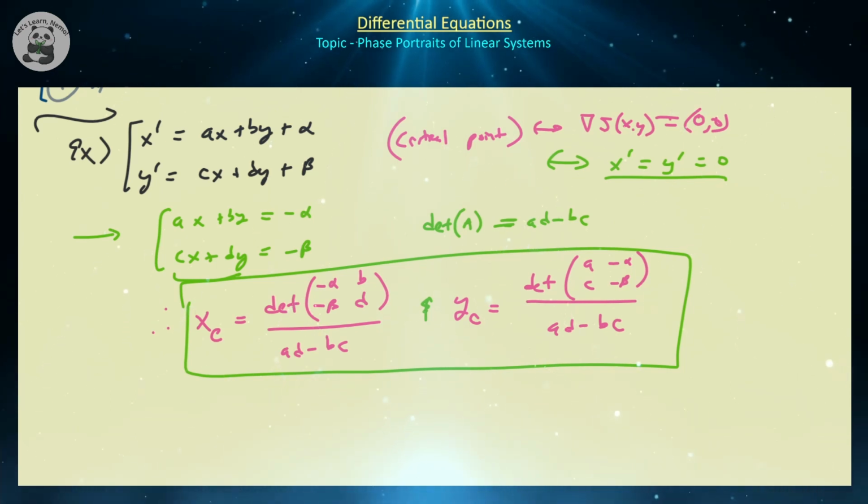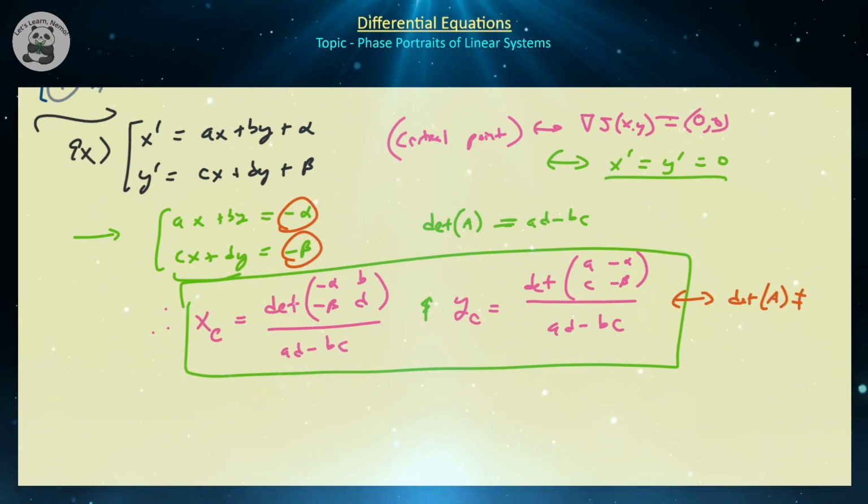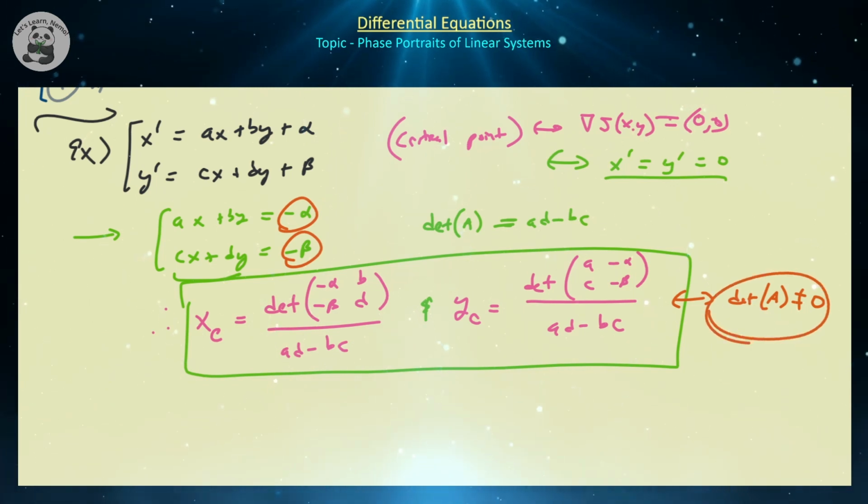And it's very easy to see that if alpha and beta are both equal to 0, then the determinants on top are going to be 0. That's just going to give us the origin as our critical point, which is what we had before. And keep in mind, this is only true in terms of unique critical points if and only if the determinant of that coefficient matrix is not equal to 0. So a natural question is, what if it is?